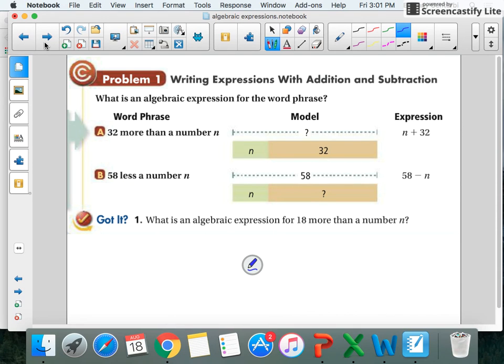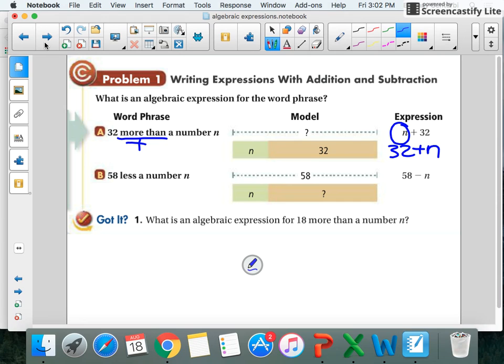So next we're going to practice writing an algebraic expression with addition and subtraction. Addition is usually the easiest one. So our first example is 32 more than a number n. So we automatically know that means addition. Technically, since it says more than a number n, you start with n and then you add the 32 to it. However, with addition, you can flip-flop the order and they still mean the same thing, 32 plus n.